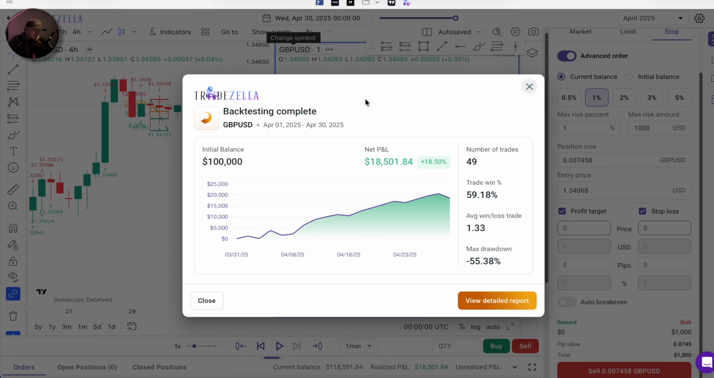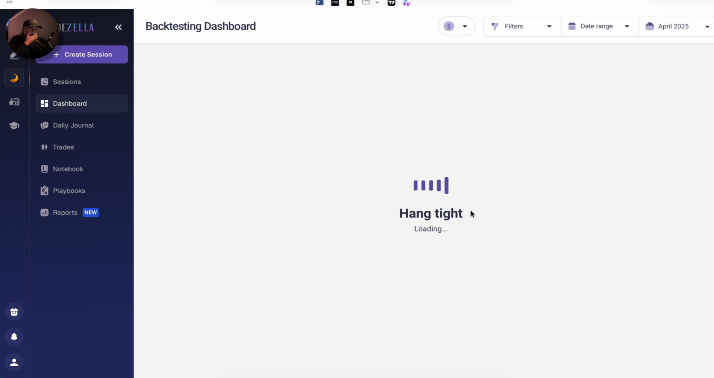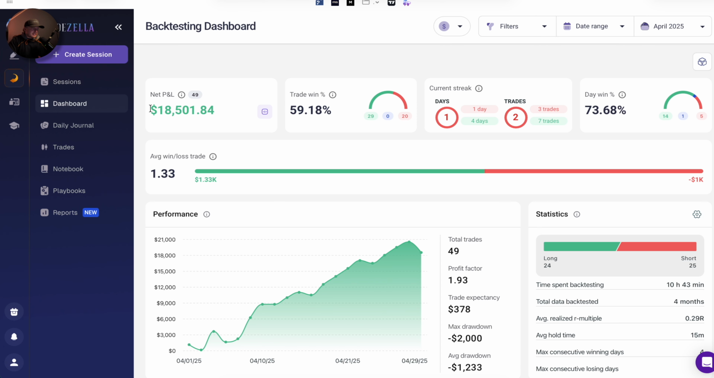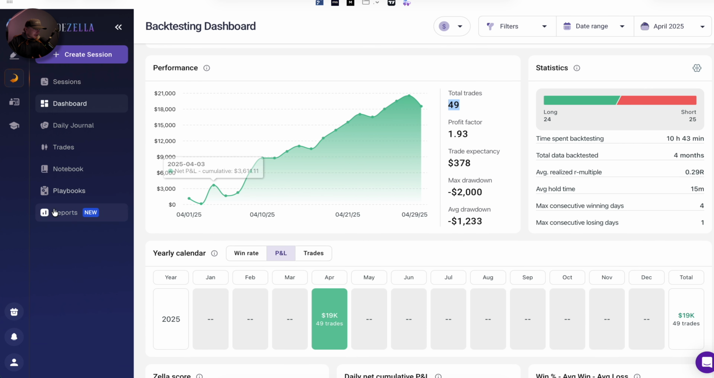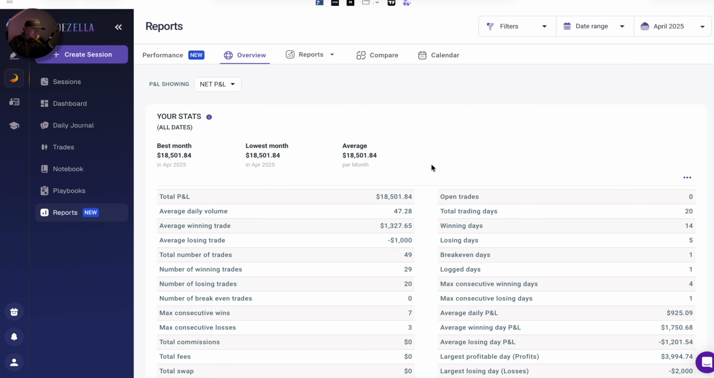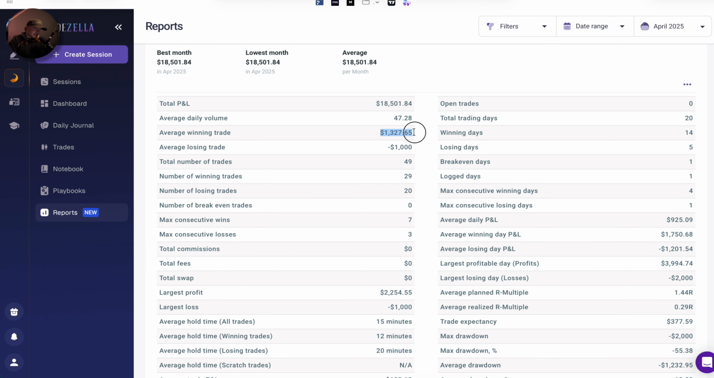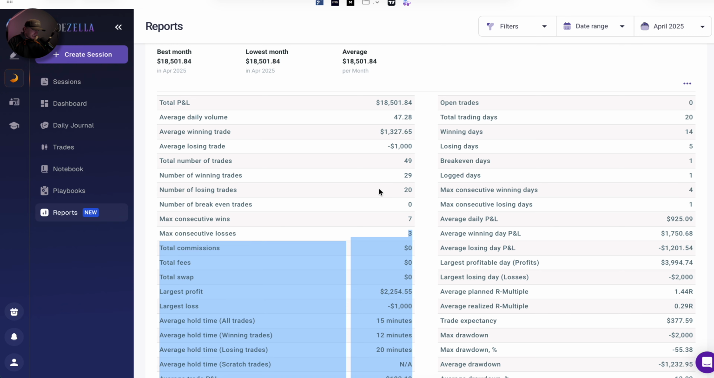It is. So let's go into view detailed report and be able to see the breakdown. Okay, so a profit of $18,501 with a win rate of just under 60%. We took 49 trades, and if we look at some of the reports, we'll be able to see this in more detail here. So average winning trade was 1,327, with our average loser being 1,000. I mean, we are going for a 1-to-1 on some of these trades. Max consecutive wins was 7, max consecutive losses was 3.